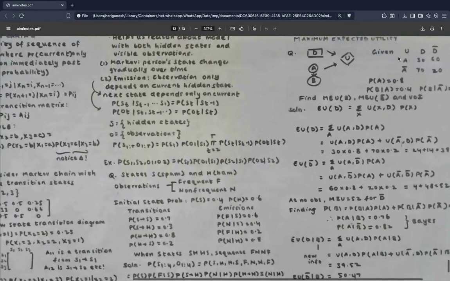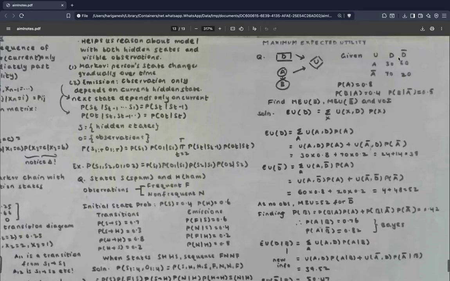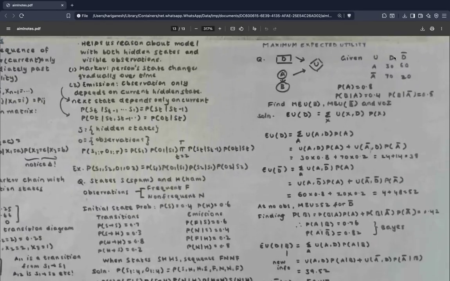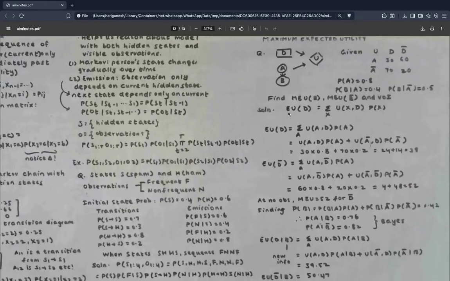That is for Markov. The final thing is maximum expected utility. So you have a decision node, you have chance variables, and you have utility. You're given this table, you're asked to find the maximum expected utility of D, D bar, and the value of information. You're given the probability of A is 0.8, the probability of B given A is 0.4, the probability of B given A bar is 0.5. The first thing you do is find the utility of the decision when there is no new information.